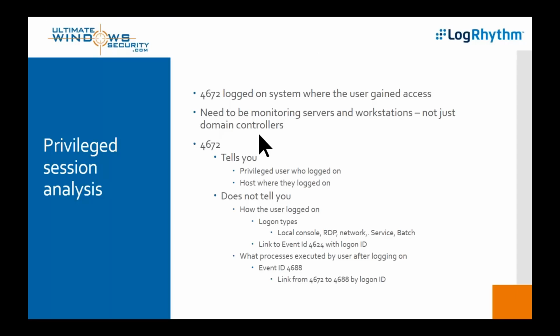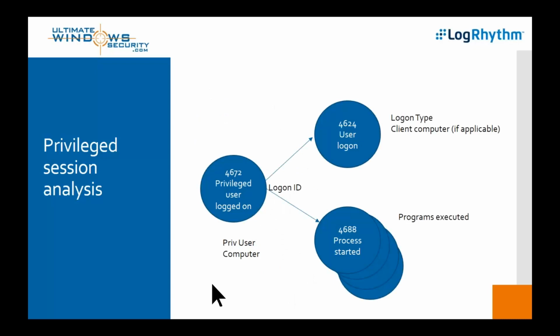Keep them coming. Just to wrap up then, or catch up with where we are, 4672 is our starting point. It tells us that a privileged user logged in, and I think we're clear now on what it doesn't tell you and where you have to get that information from: a correlated logon event, 4624, or a process event, 4688. But you can't afford to do that on every 4672, so which 4672s should you work on?